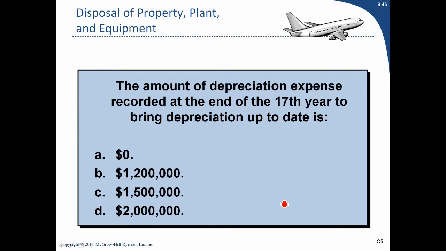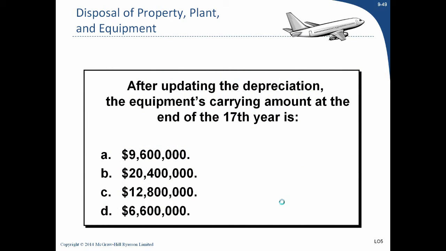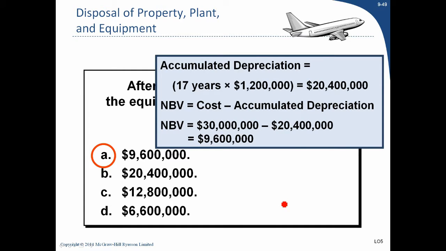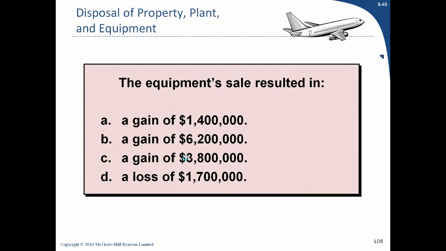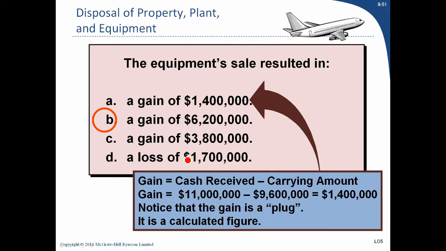The amount of depreciation recorded at the end of the 17th year to bring depreciation up to date, 1.2 million. So that's just your standard calculation, nothing new. We need to update the accumulated depreciation such that our net book value is 9.6 million, and that'll give us a gain. Right, this is nothing new.